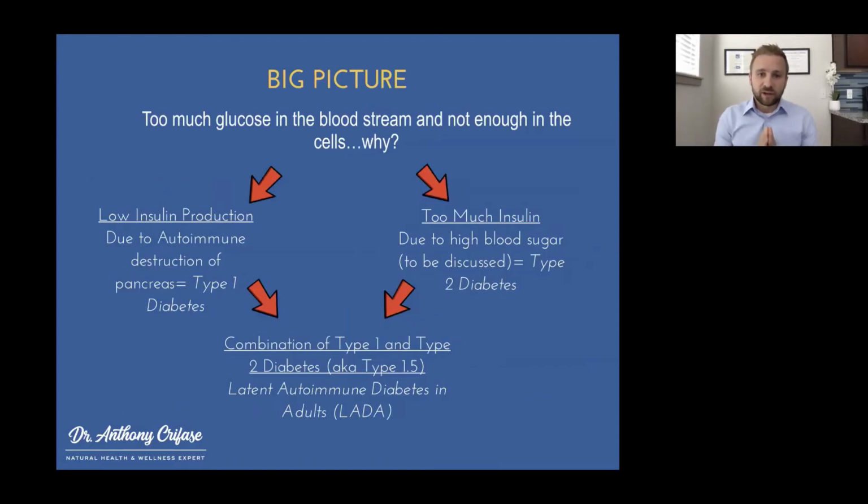So here's a really important point that we're going to start talking about. One of the main important points yet. So the big picture is when you have too much blood glucose in the bloodstream and not in the cells, you get a lot of problems.